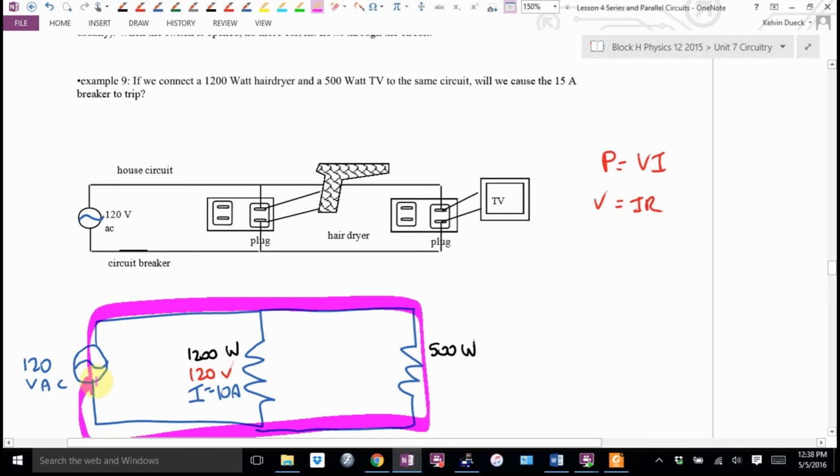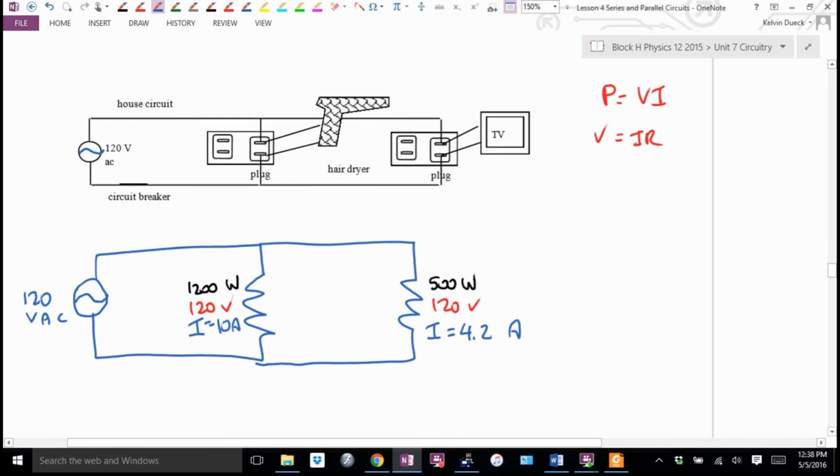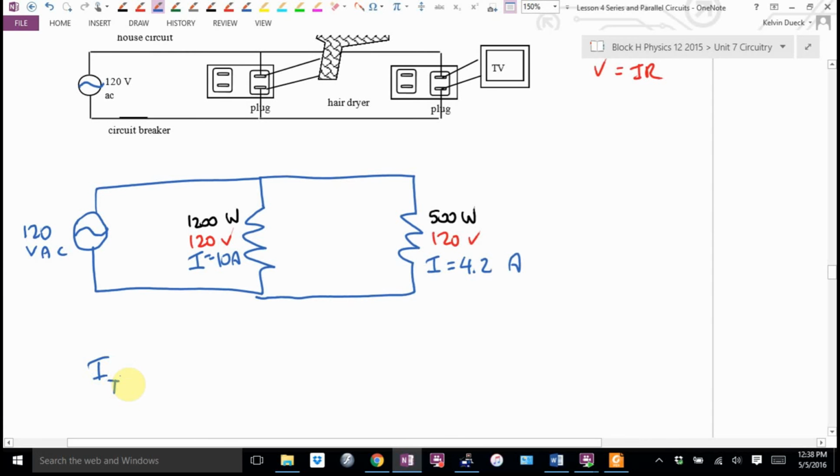Is this a legitimate ski run? Yep. How many volts do I lose going through the TV? 120. So, 120 volts. How many amps? 500 divided by 120 is 4.166. How about 4.2? Okay. So here's the question. What's the total current flowing through this circuit? Are we going to trip the breaker?